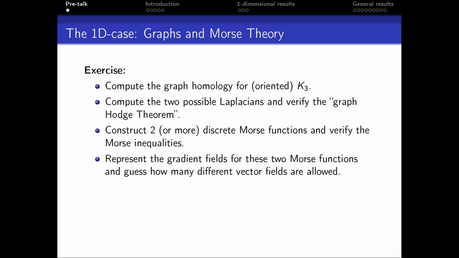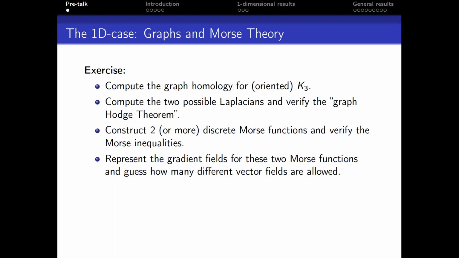We will also consider 2 possible Laplacians. So there are some matrices that are the discrete analog of what you learn about the Laplace operator in calculus, say. And then we will see something that looks like the Hodge theorem. So the Laplacian knows about the topology of the graph. And we will construct 2, well, hopefully 2, maybe more. We'll see if we have time.